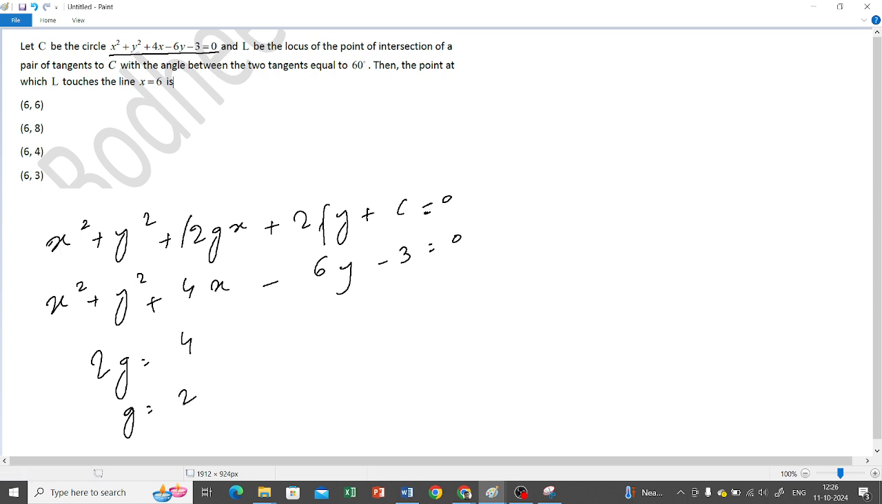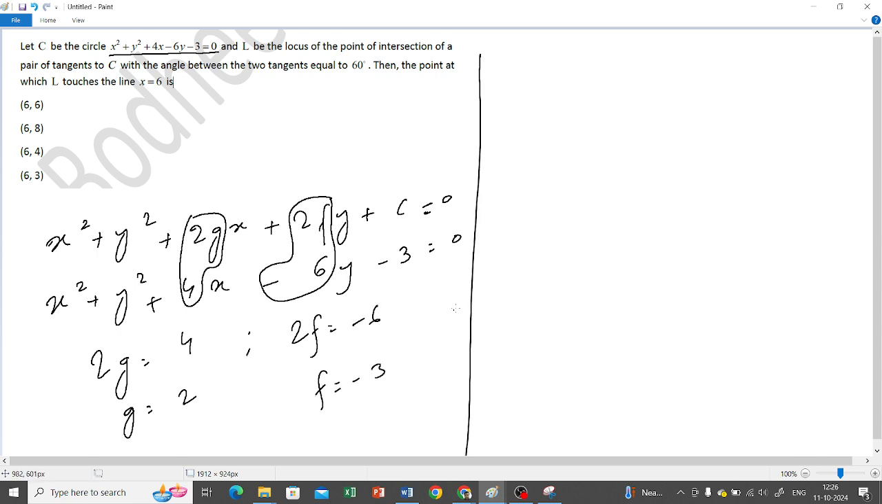Okay, 2g is equals to 4. If I compare it, you see 2g is equals to 4, so g is equals to 2. 2f is equals to minus 6, so f is equals to minus 3. Okay, and c is equals to minus 3. Now what will be the center of a circle? If this is the general equation, the center of a circle is minus g comma minus f. Remember, that is minus 2 comma 3.